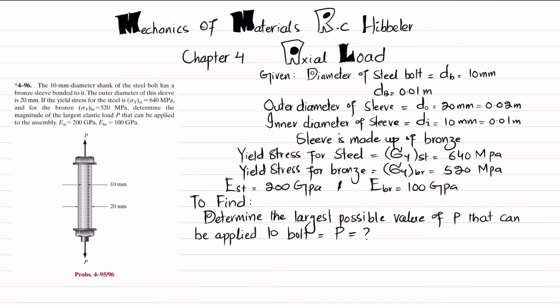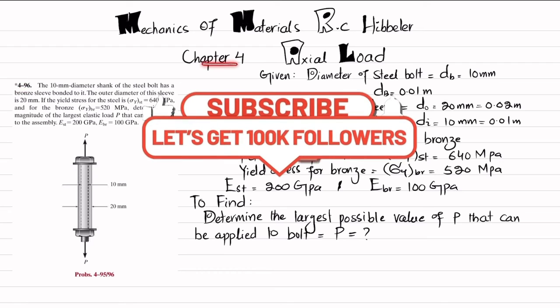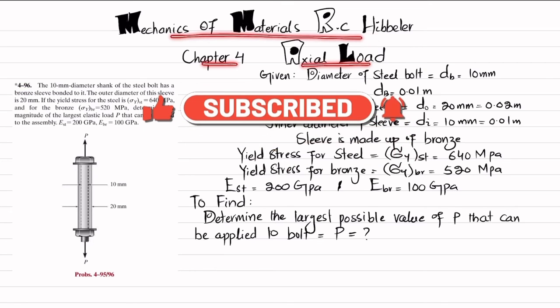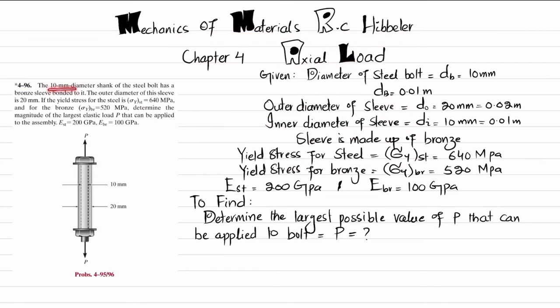Welcome back. Problem 4-96. This problem is taken from chapter number 4, axial load, and book name is Mechanics of Materials by RC Hibbeler. So statement is the 10 mm diameter shank of steel bolt has a bronze sleeve bonded to it. The outer diameter of this sleeve is 20 mm. If the yield stress for the steel is 640 megapascal and for the bronze is 520 megapascal, determine the magnitude of largest elastic load P that can be applied to the assembly. E of steel is 200 gigapascal while E of bronze is 100 gigapascal.